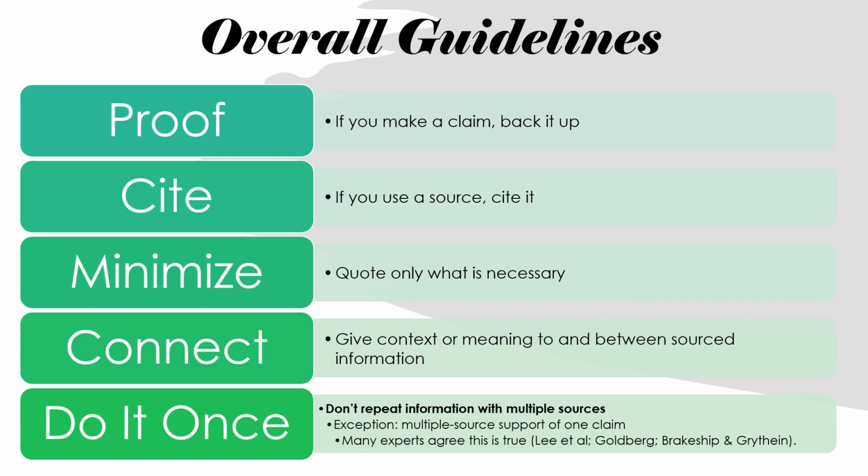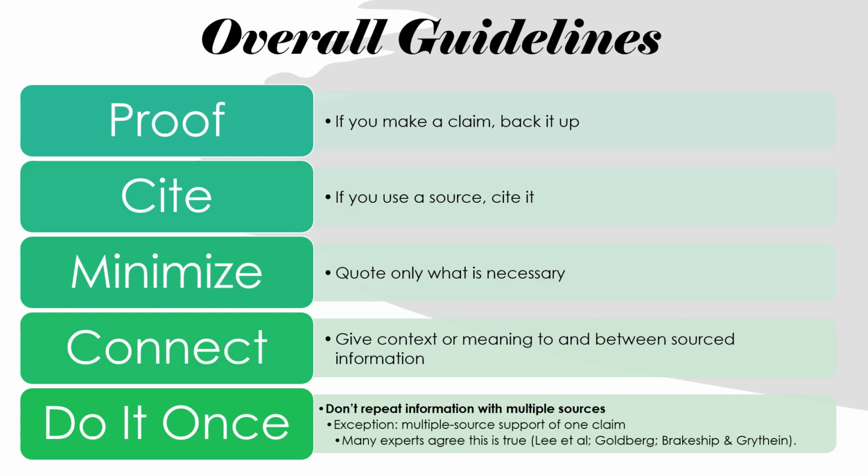And then also, when you're using sources, do it once. Don't repeat information with multiple sources. So if we had 5 different sources that all talked about how farm fishing is not regulated correctly, we're not going to put all 5 in there and just repeat and repeat, because A, that's boring, and B, we don't need to do that. The only time that you would ever need to have an exception to this is when you're trying to do a multiple source support of one claim. And this is especially important if you have a claim that's highly controversial.